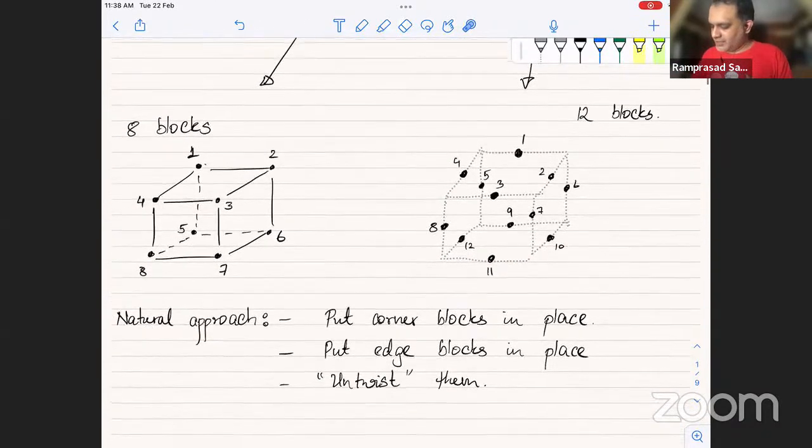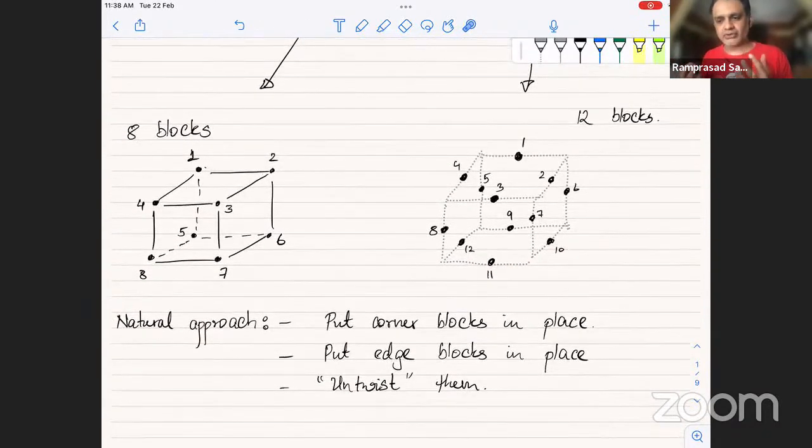So therefore, a natural approach to try and solve a cube would often be you forget about everything and try to put the corner blocks in place. You don't worry too much about the orientation. Just somehow figure out a way of moving the corners into the right place. And now you come up with a way of moving the edges into the right place. And then you somehow come up with a way of untwisting them in some sense.